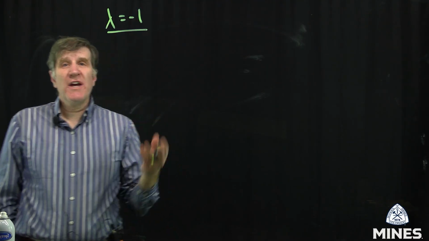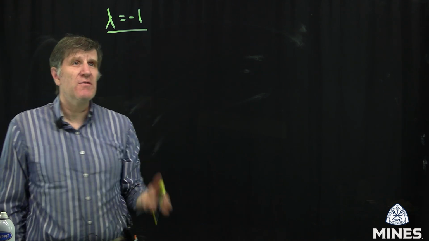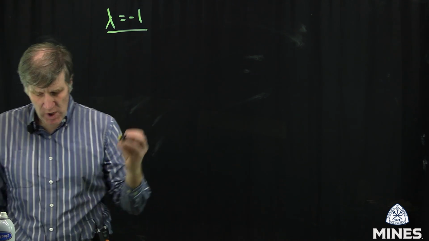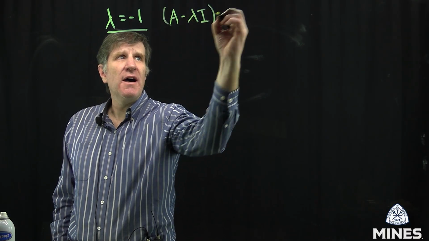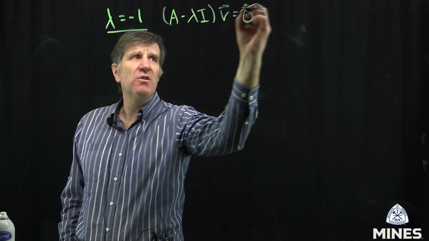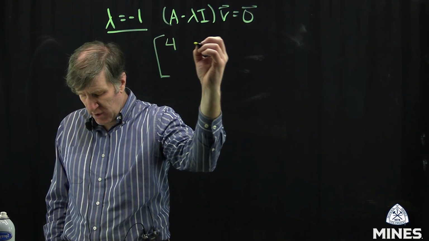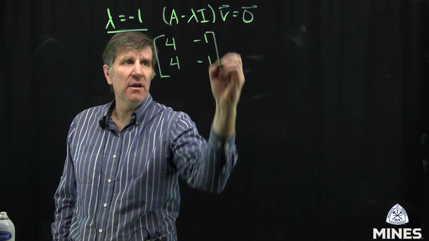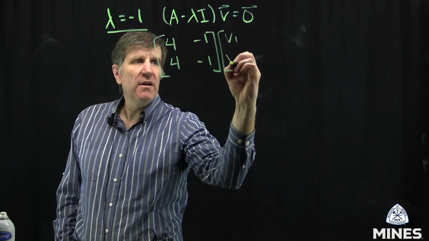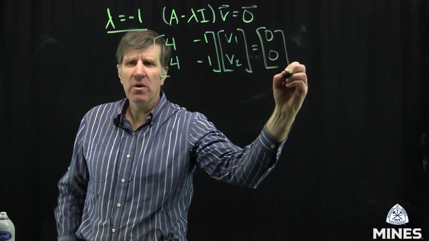All right, we're ready to do the second eigenvector. We found the eigenvector that corresponds to lambda equals 2. Now let's find the eigenvector that corresponds to lambda equals negative 1. In this case, our A minus lambda I times v equals 0 equation is: 3 minus a negative 1 is 4, negative 1, 4, and then negative 2 minus a negative 1 is negative 1. Times v1, v2 equals 0, 0.